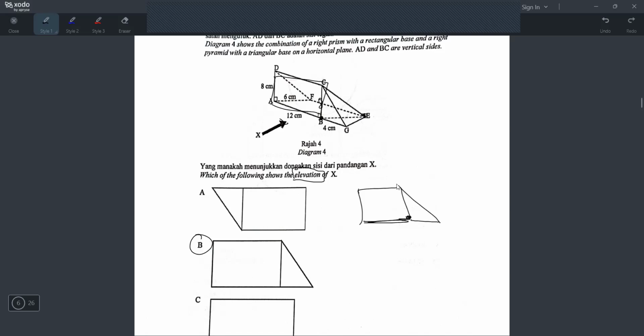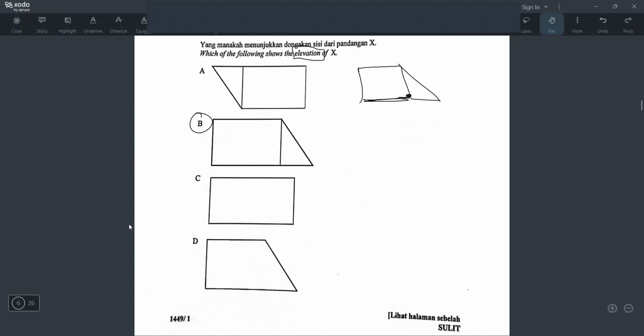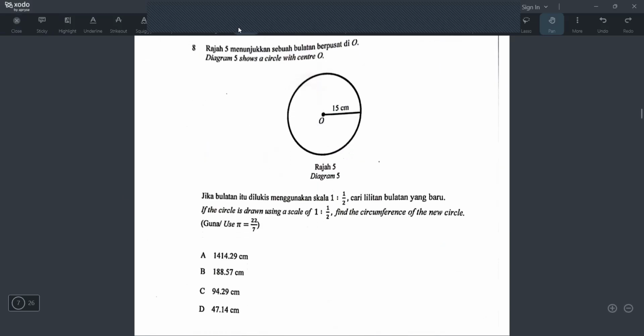So the E is actually here. So this is how it looks like. So the answer is B, right? That's all.